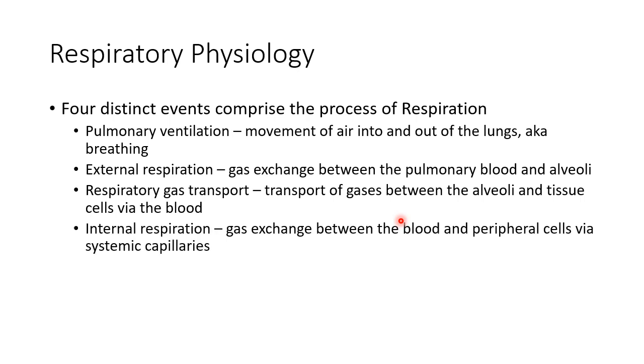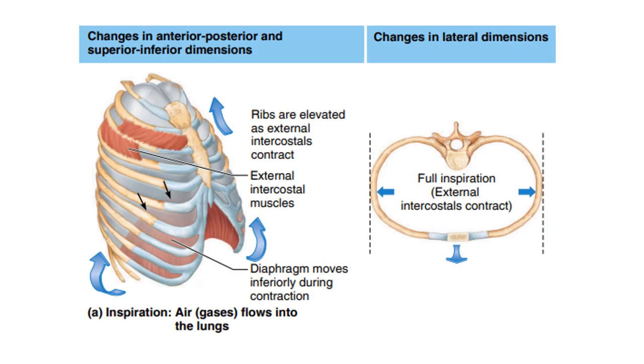And lastly, the oxygen that has been transported by the third phase of respiration eventually enters the peripheral cells of the body, where it is used for metabolic reactions. Gas exchange between the blood and the peripheral cells via the systemic capillaries. And again, the oxygen is used for metabolism to produce ATP. So the following slides will tell you the mechanics of breathing.